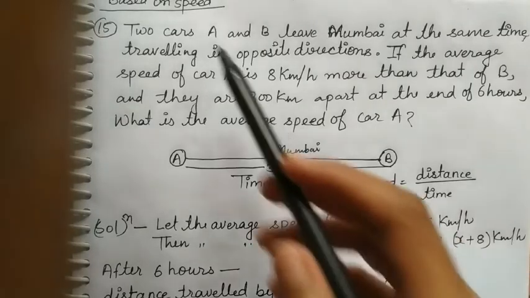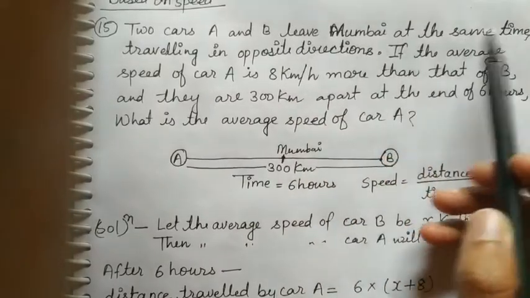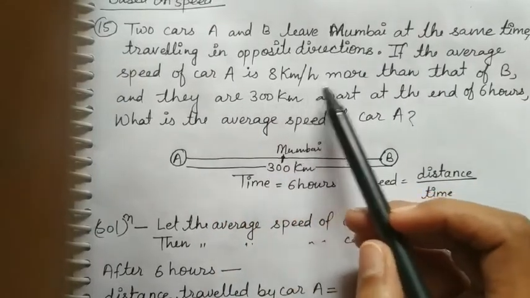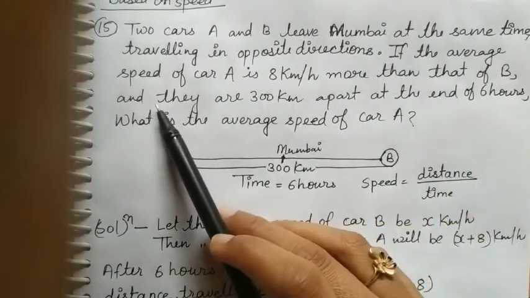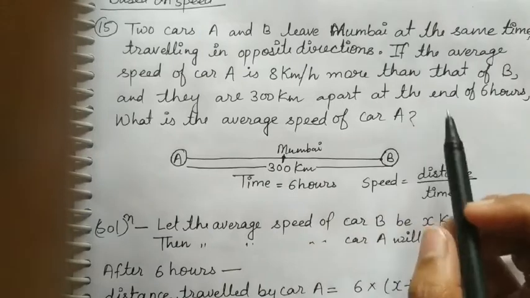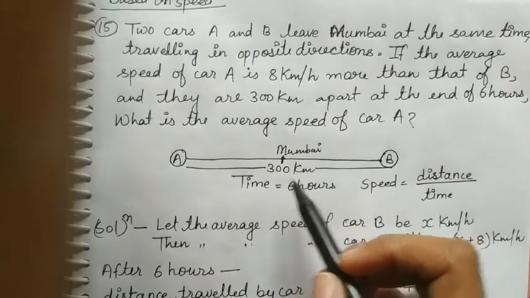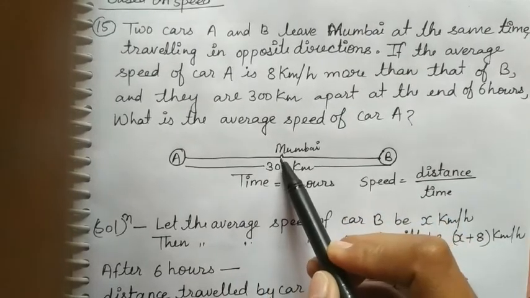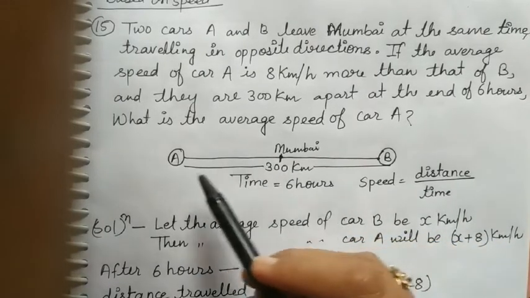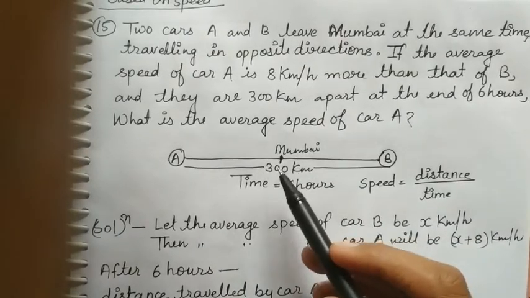And the next example is based on speed. One example is: two cars A and B leave Mumbai at the same time traveling in opposite directions. If the average speed of car A is 8 km per hour more than that of B, and they are 300 km apart at the end of 6 hours, what is the average speed of car A? You can see the whole question in this simple diagram. Suppose this is the place Mumbai and the cars left in two opposite directions. After 6 hours they have traveled 300 km. So time is 6 hours and the distance traveled by them is 300 km.